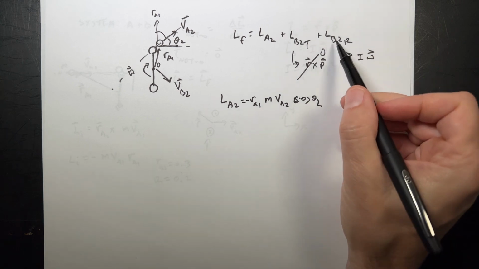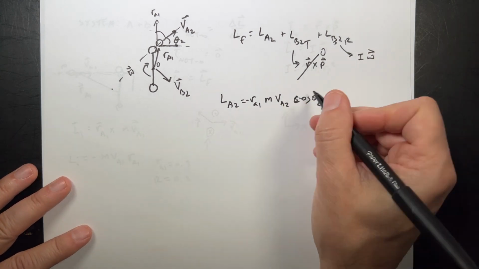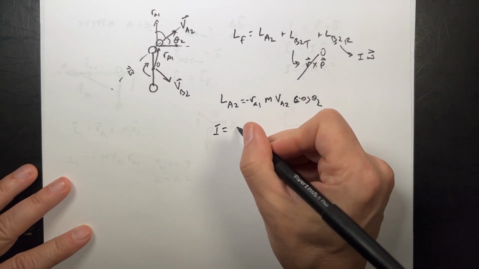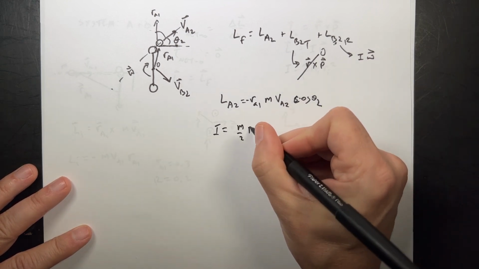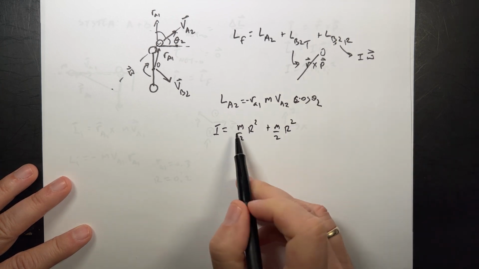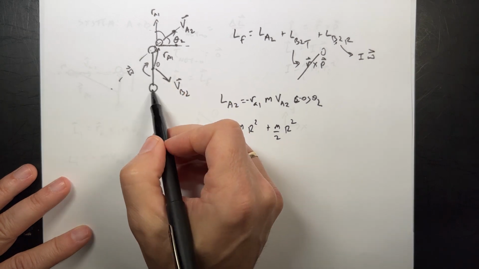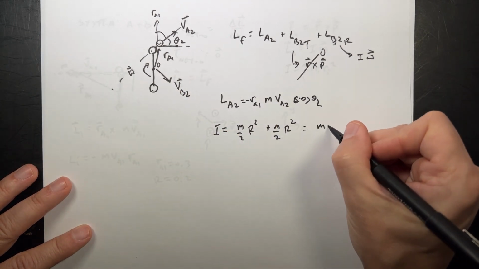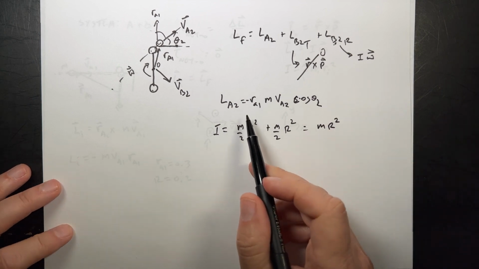So now I just need this one, and that's just going to be I omega. So what's I? In this case, I is going to be m over 2 r squared plus m over 2 r squared, right? That's 1/2. That's the mass of each one of these pieces times its distance from the point of rotation. So it's just going to be m r squared. So now I can put it all together.